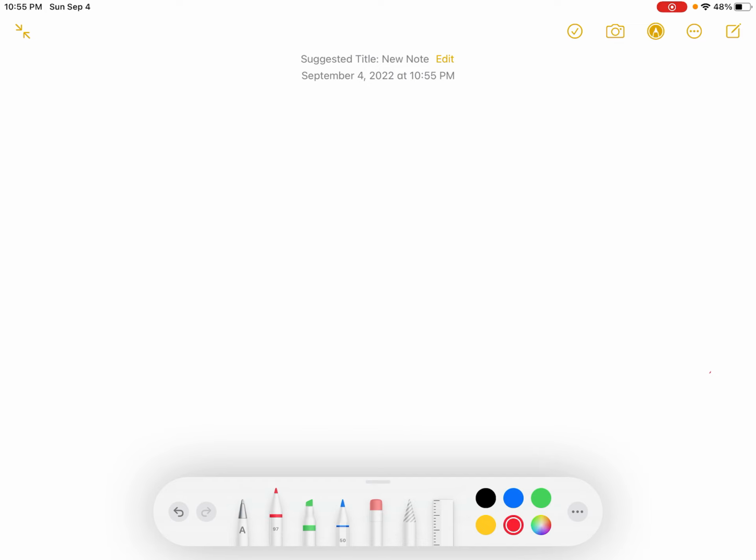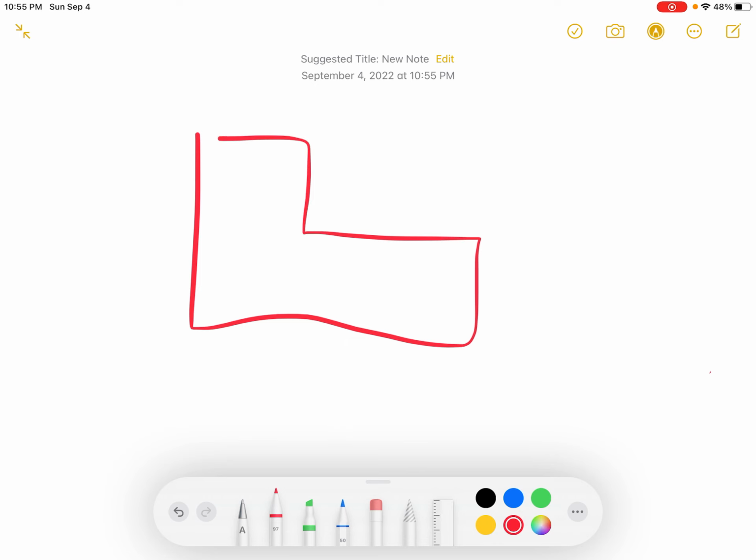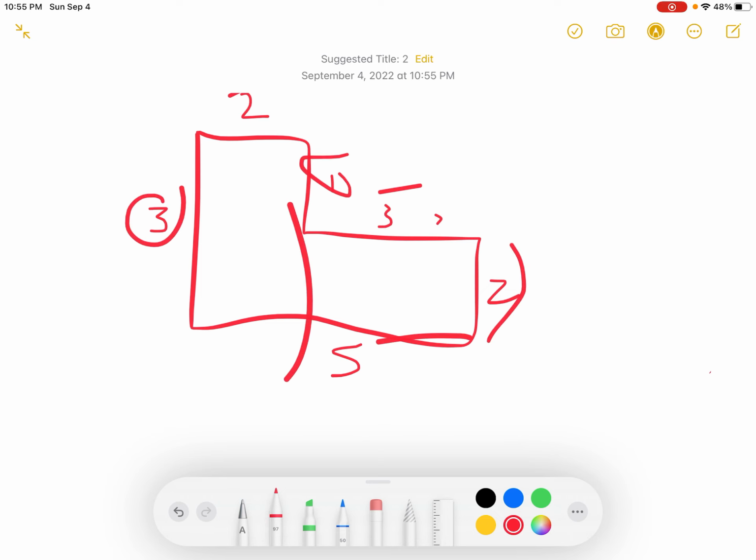Alright. Now, the perimeter, in case you don't remember what that's like, that's adding the sides. So let's say this is 3, this is 5, this is 2, 1, 2. So that would mean that this is 3. So you just add. That's perimeter.